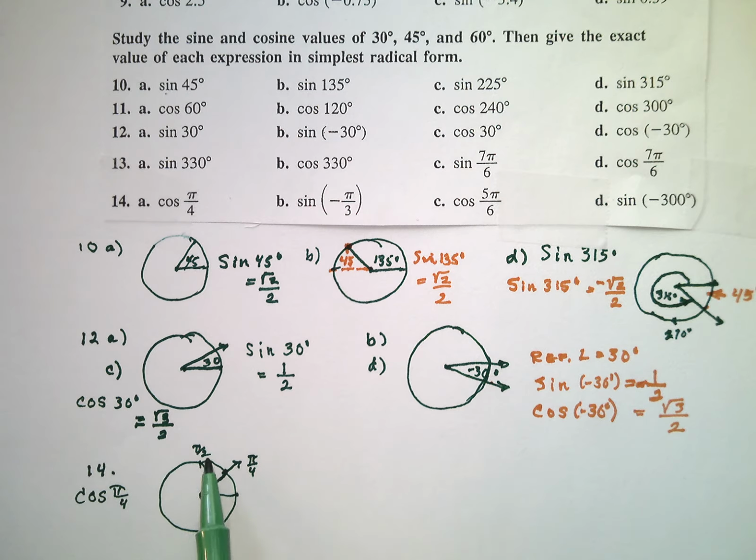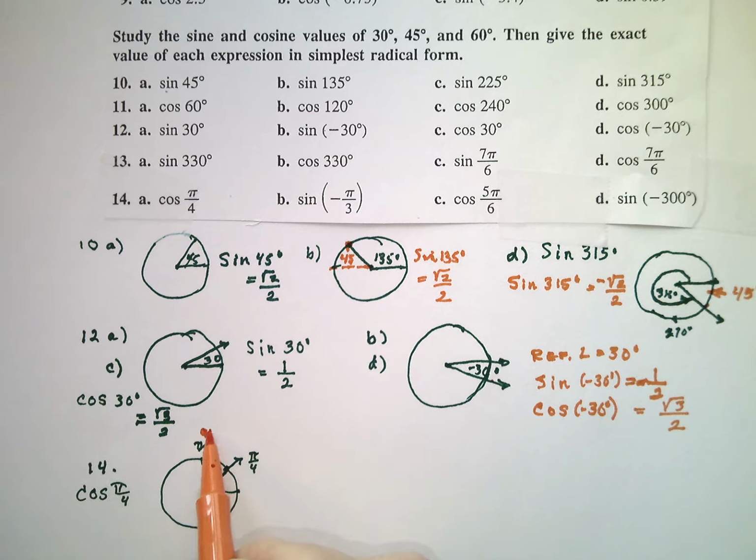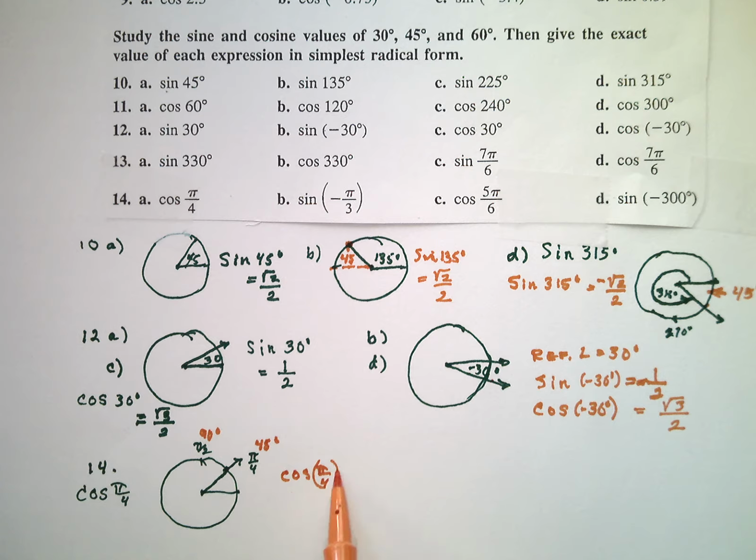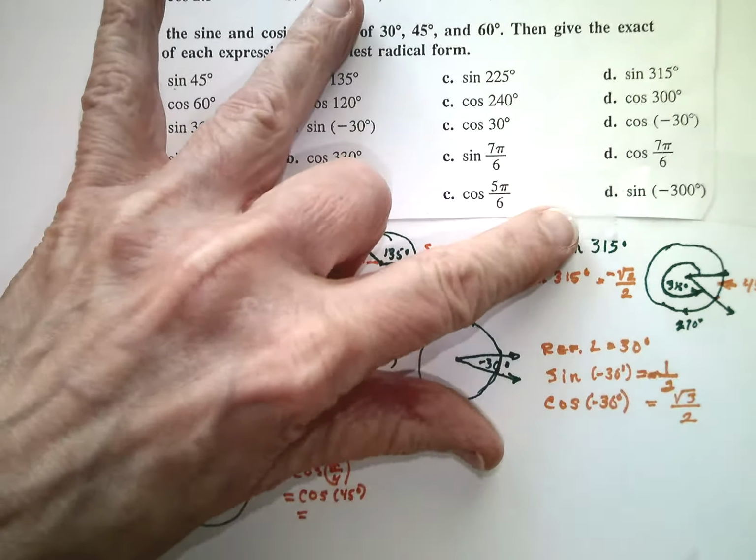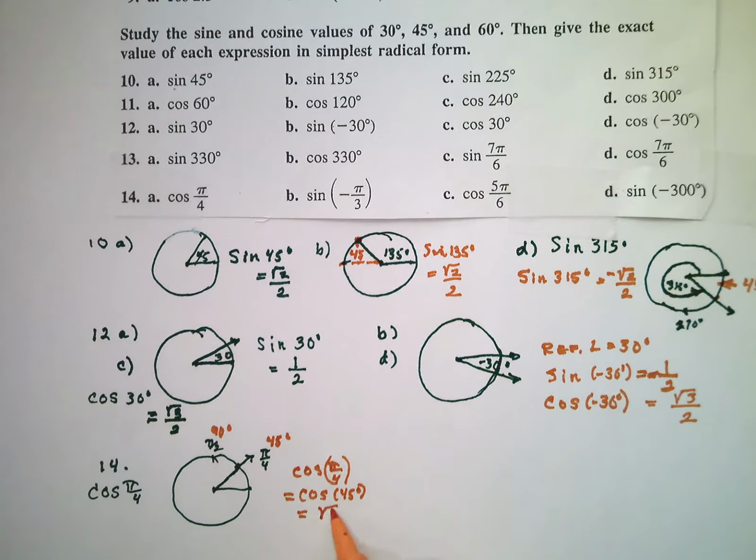Pi over 2 is 90 degrees. So pi over 4 is 45 degrees. The cosine of pi over 4 is going to have to equal the cosine of 45, which we're getting to learn by now that the cosine and sines of 45 are both the same. They're both the square root of 2 divided by 2.